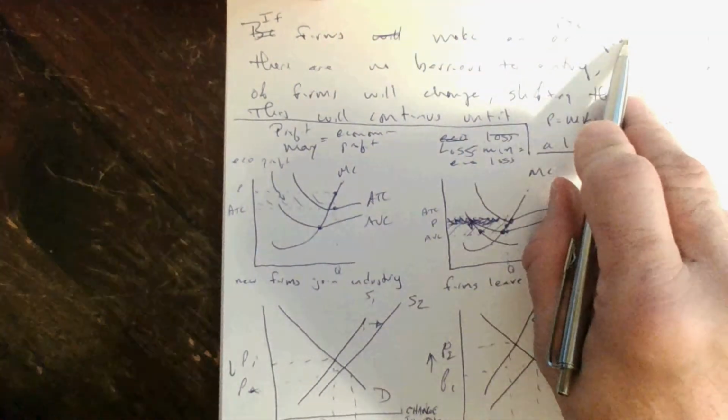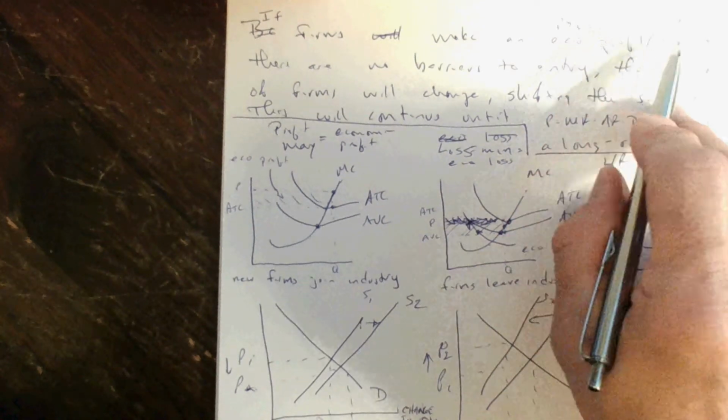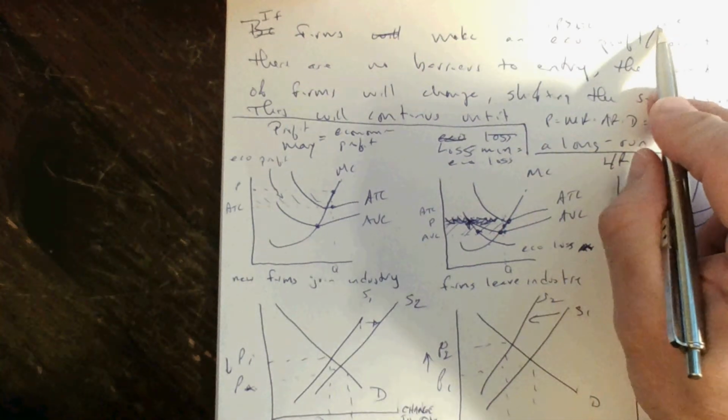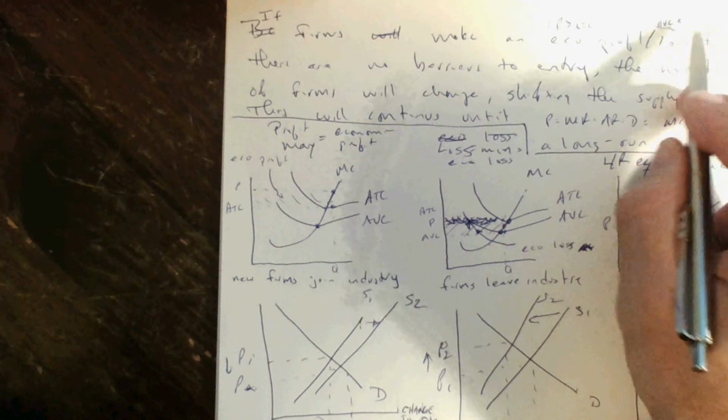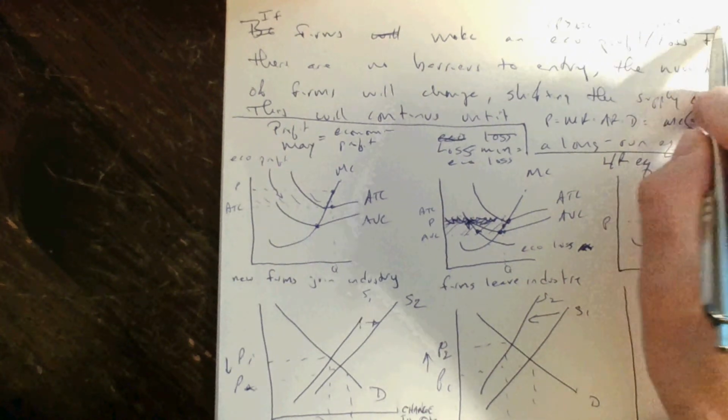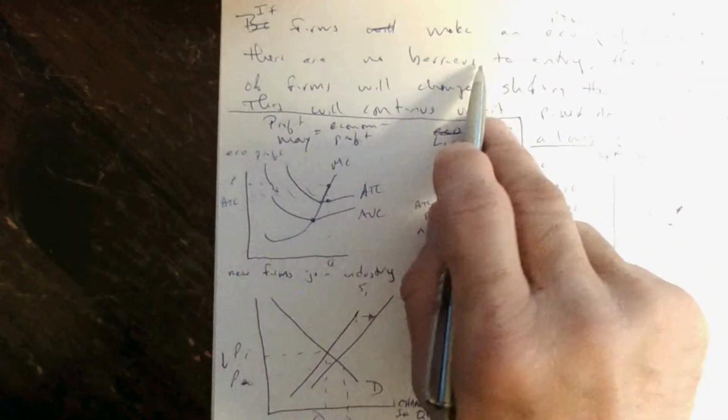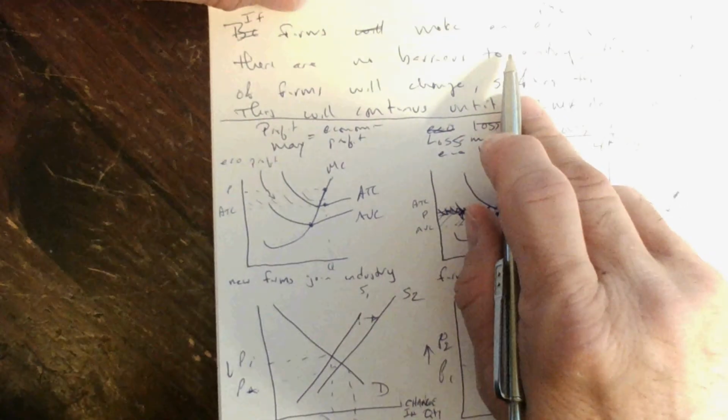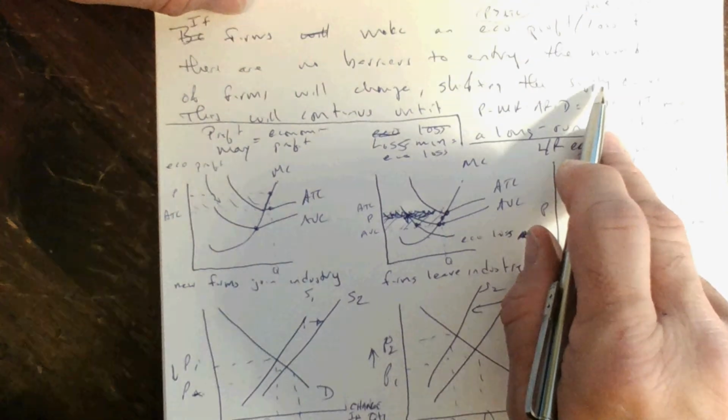If firms make an economic profit, price greater than average total cost, or an economic loss, average variable cost less than price and price less than average total cost, and there are no barriers to entry, as is the case under conditions of pure competition, then the number of firms will change, shifting the supply curve.